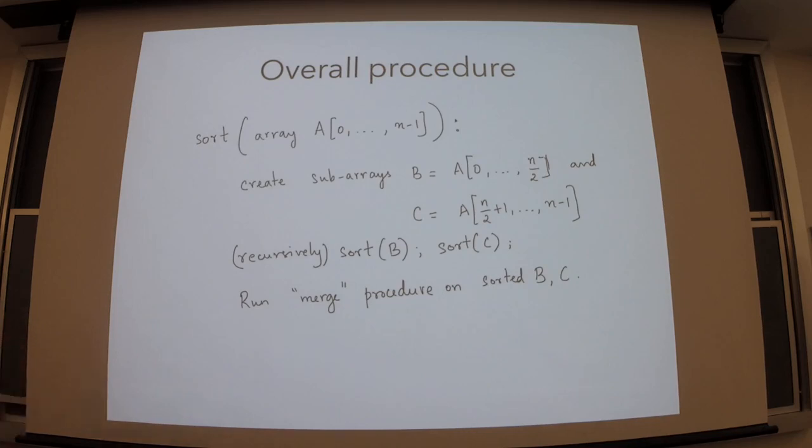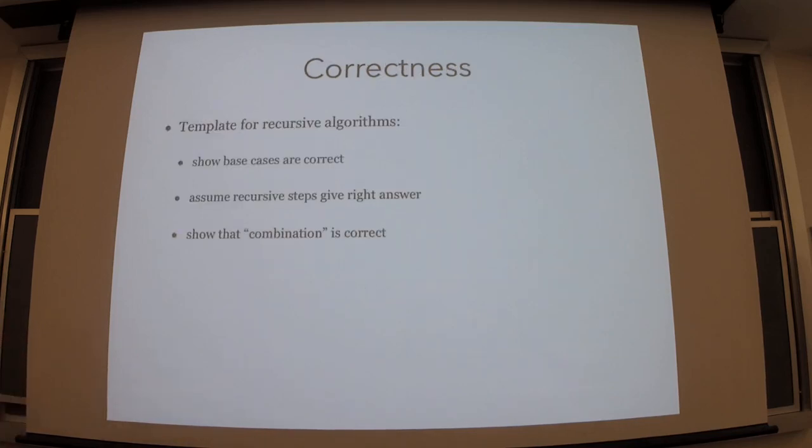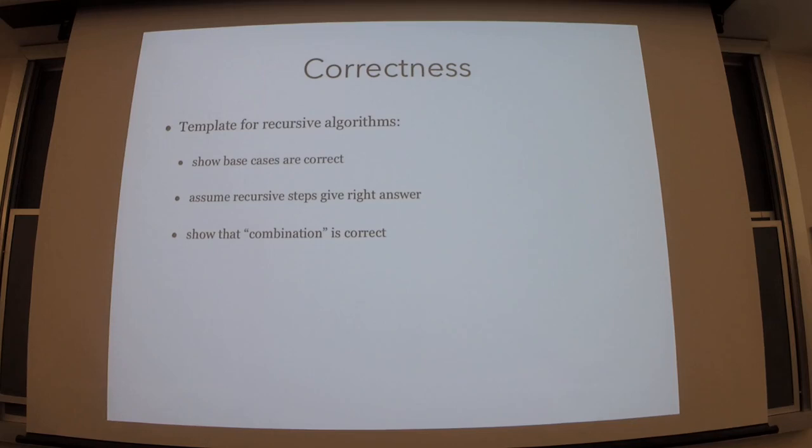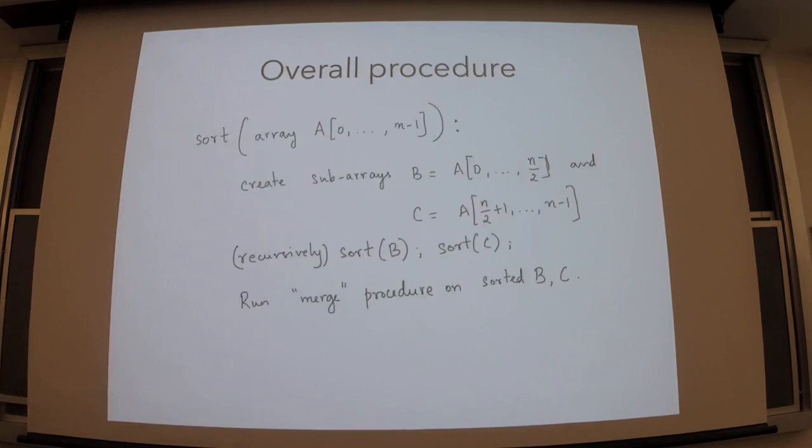Okay, so now, how do you show the correctness of this overall procedure? Let's see a bit more formally how you would do this. I've already told you the template for analyzing most recursive procedures: you show that the base cases are correct, which tells me that I need to have a base case in the algorithm. Here we didn't have a base case. So you just say the base case can basically be if n is 1, return the array.